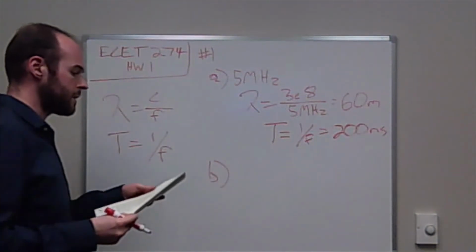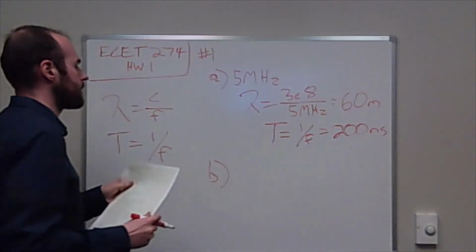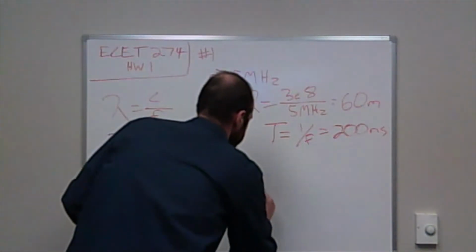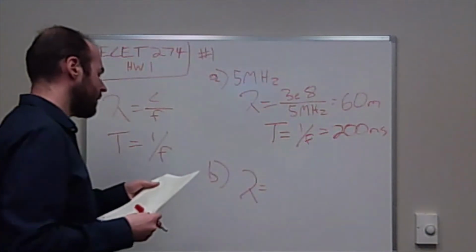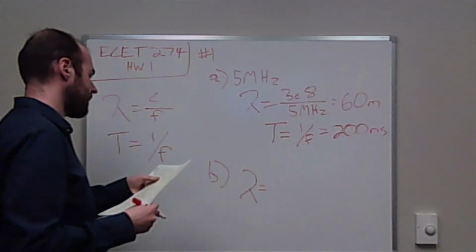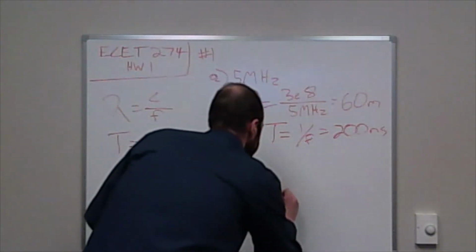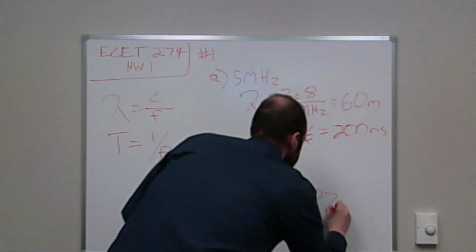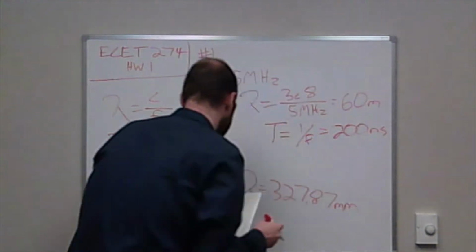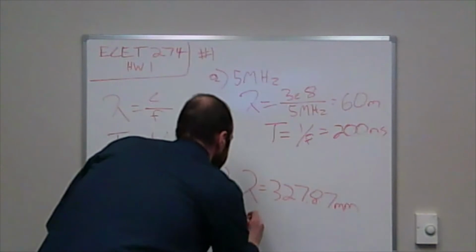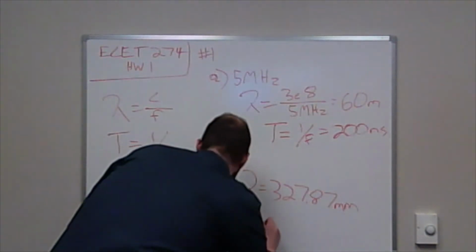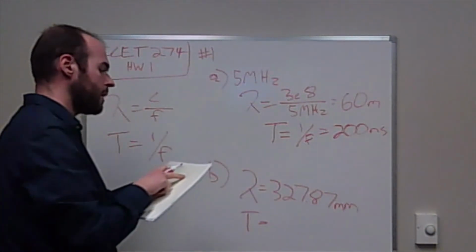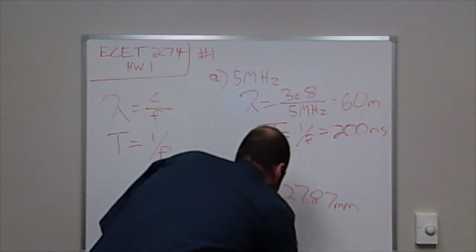For part B, we're doing the same thing. We just need to plug into those 2 equations. So you plug in your c over f, and we end up with 327.87 millimeters for the wavelength, and we end up with a period of 1.09 nanoseconds.